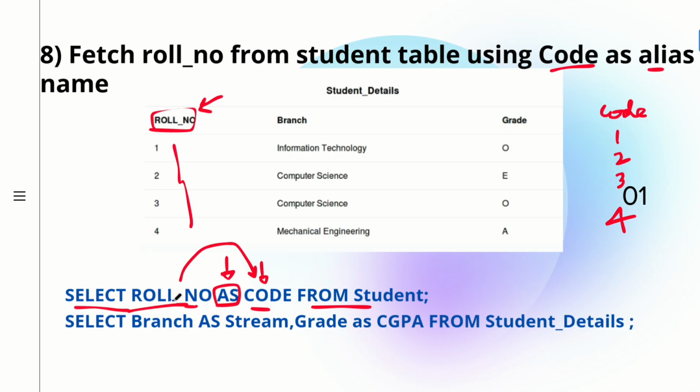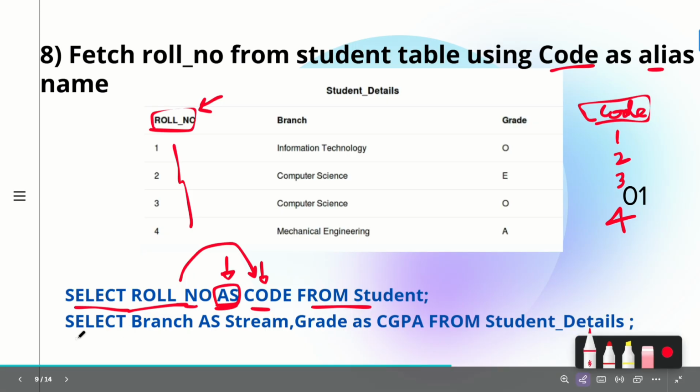So now roll number, that was the column name, is going to get changed. It has a new name, that is code. So roll number as code. Roll number has become code. This as is important: select roll number as code from student. So you'll get all the roll numbers, but the heading name will get a new name, that is code, and this is called an alias.